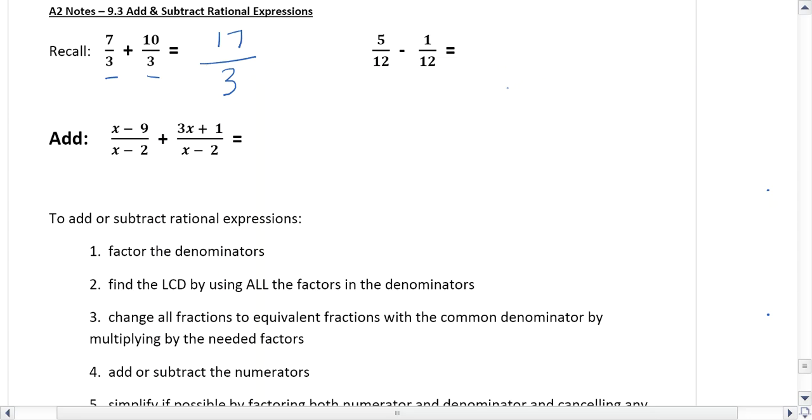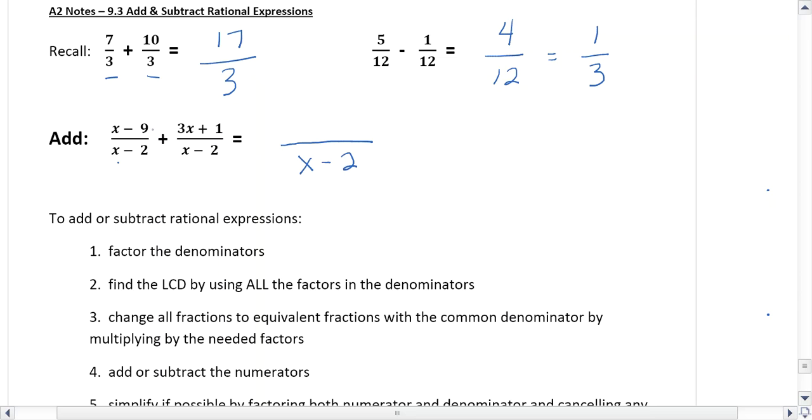When you're subtracting, 5/12 minus 1/12 is 4/12. So subtract the numerators, keep the denominator the same, and then after you have your answer, if it is possible, you must reduce it. Same strategy applies for algebra fractions. In this example, we have common denominators. They are both x minus 2, so the denominator remains the same.